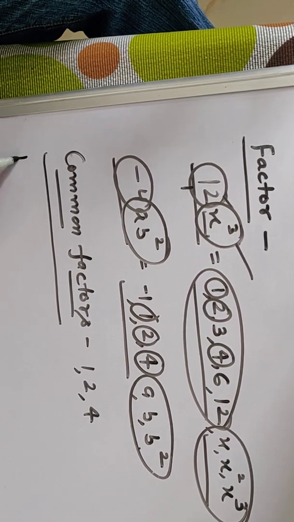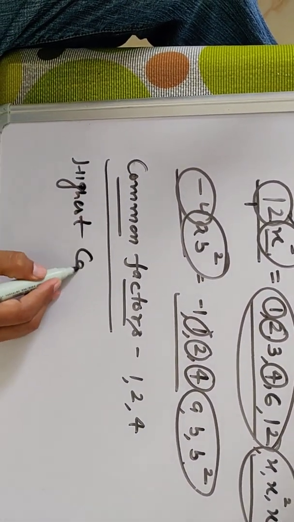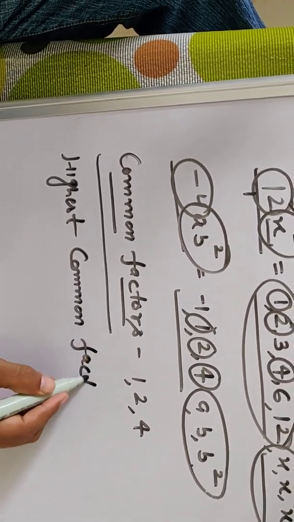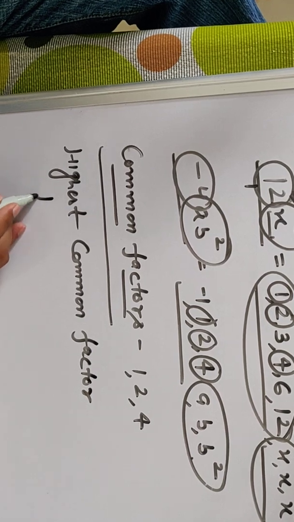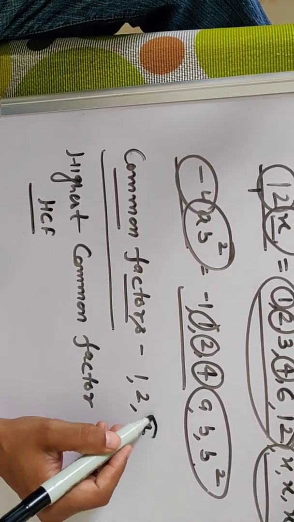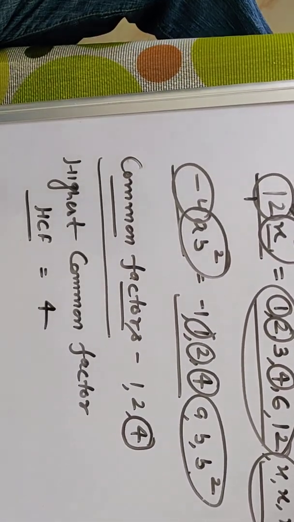Now what is the highest common factor? The highest common factor is called HCF. What is the highest common factor? 4 is the highest common factor, so the HCF is 4.